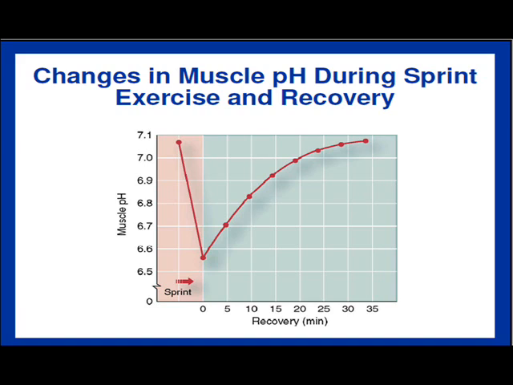Okay, this is another graph out of the book looking at muscle pH and sprint. In a very quick sprint, you started out almost at 7.1 muscle pH, and you've gone down to about 6.55 at the end of that probably 12-second sprint. Yet it can take up to 35 minutes for your pH to come back to normal. Okay, 35 minutes during the recovery period.